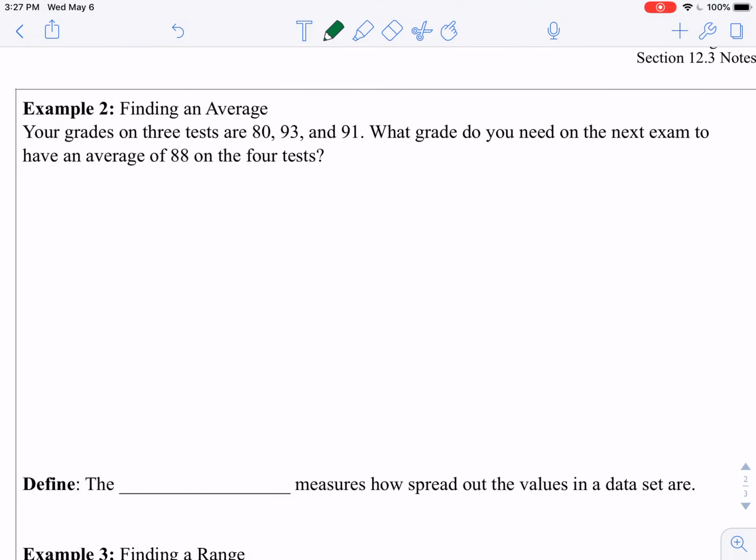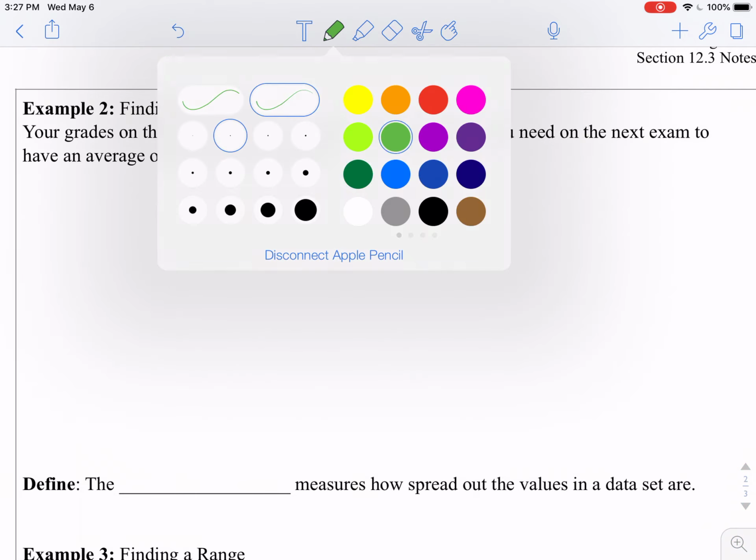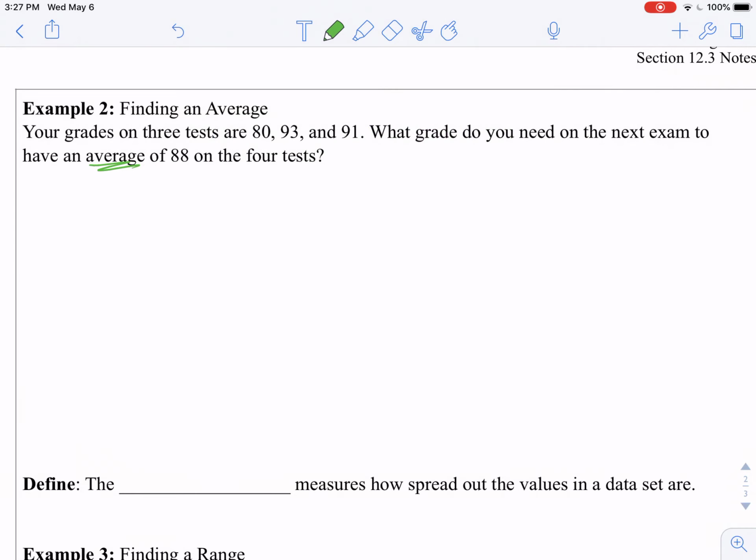So let's say you've had 3 tests so far, and on your tests you earned an 80, a 93, and a 91. What grade do you need on the next test to have an average of 88 on the 4 tests? Well, remember, when we're talking about average, that's finding the mean. And how do we find the mean? Our mean is not the middle number. We're going to add them up and divide by how many we have.